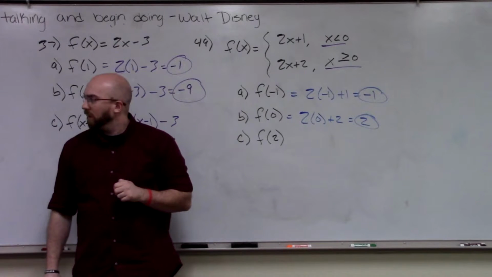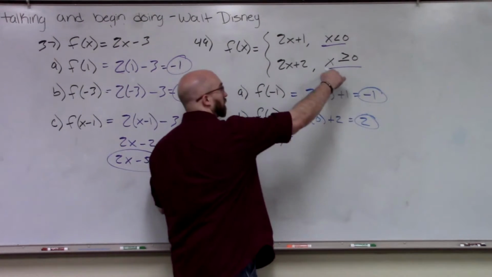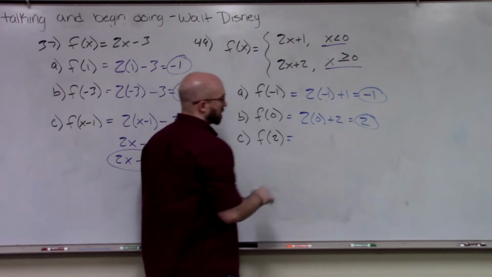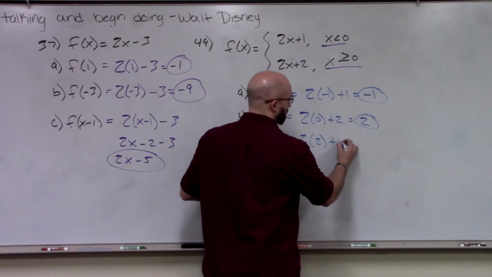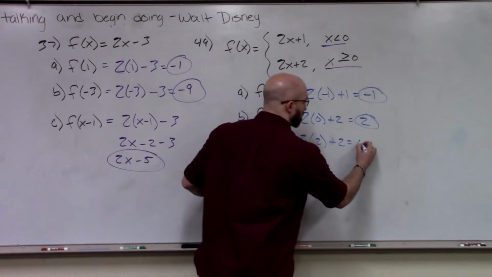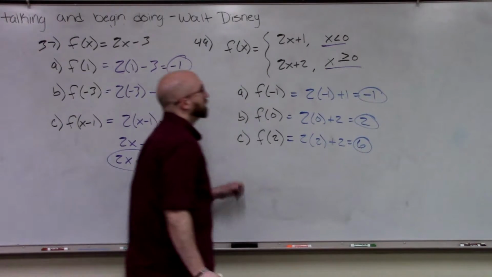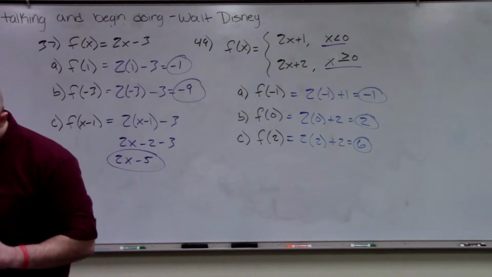Okay? And the last one is f of 2. It goes in this one again, because 2 is greater than 0. So 2 times 2 is 4, plus 2 is 6. Piecewise functions are actually pretty simple. A lot of students freak out because it's something different or new.